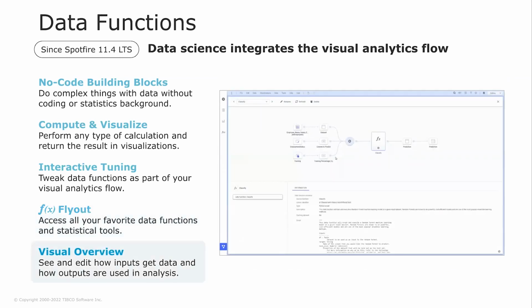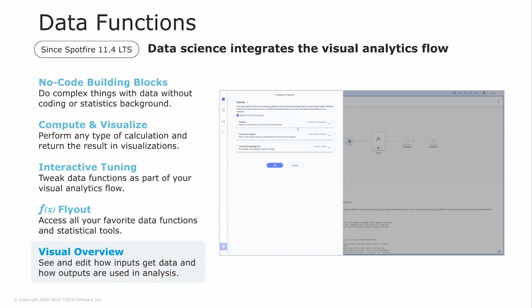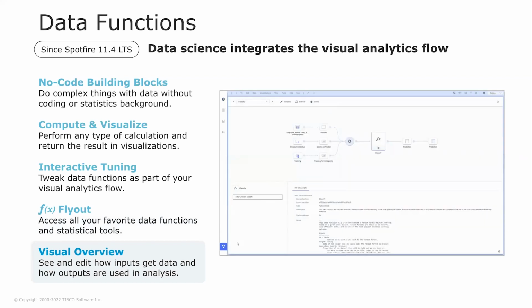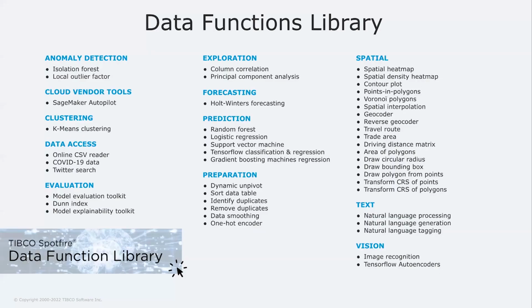And since recently, you now also retrieve data functions in the data canvas. So you get quick information about data functions, or make modifications on how a data function is set and how the results of the data function are used within your analysis. And with this great new experience for data science in Spotfire, now also part of Spotfire 12.0 LTS, comes a library of ready-to-use data functions with more than 45 data functions available in various categories like anomaly detection, clustering, evaluation, preparation, spatial, and so on.